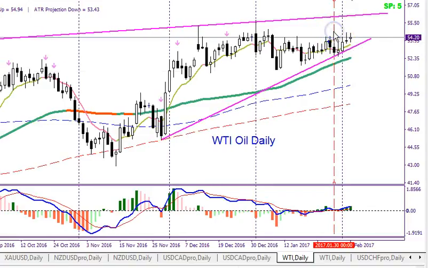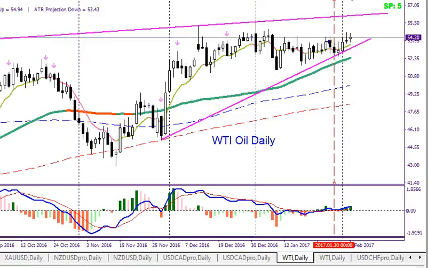Okay, and you can see oil has actually bounced up pretty high off the lower trend line here, but it's still really contained. You see this resistance area right here?